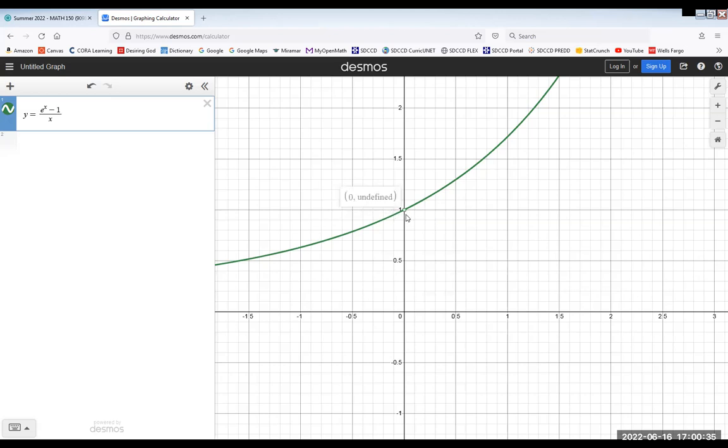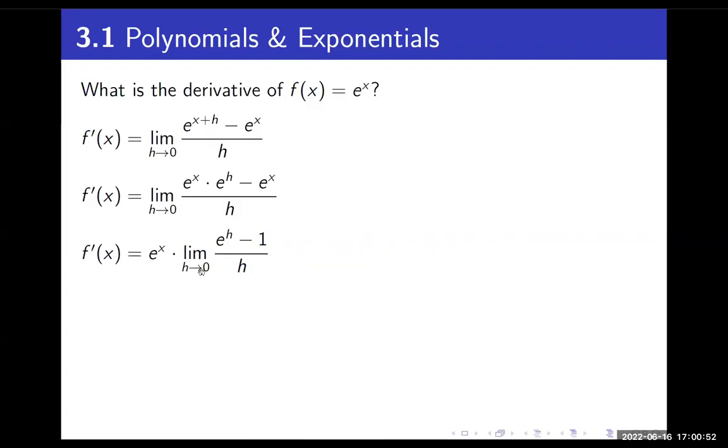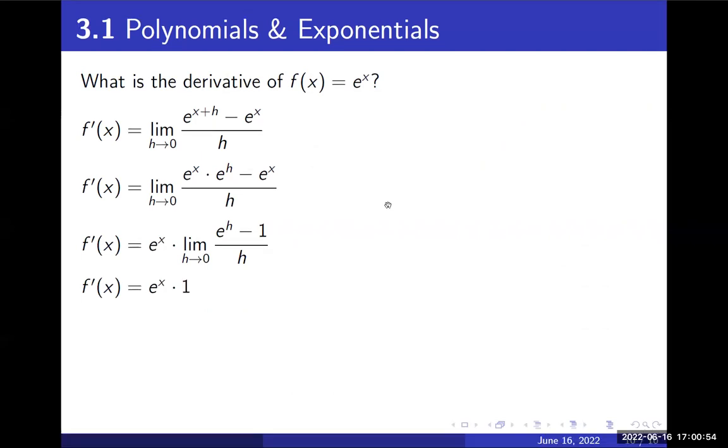Even with graphs, things like this, you want to be careful. Maybe it's actually really close to 1, but not 1 itself. In this case, it is 1, so we can confirm. Going back to the lecture. So this limit here, that whole thing, just worked out to be 1.